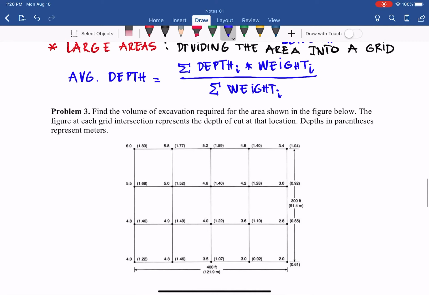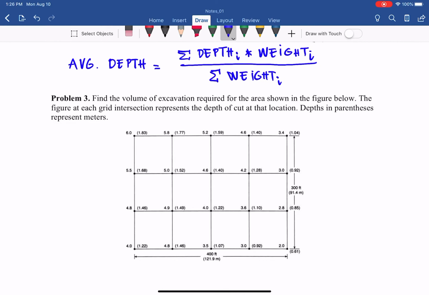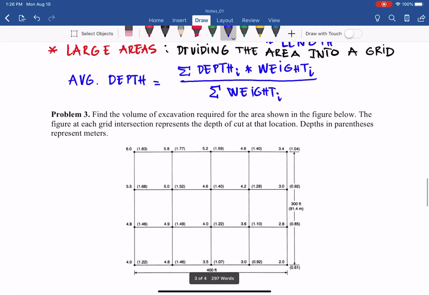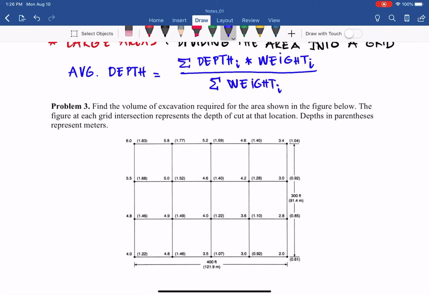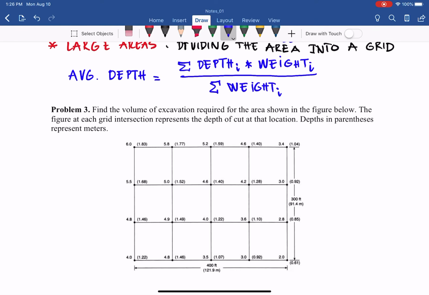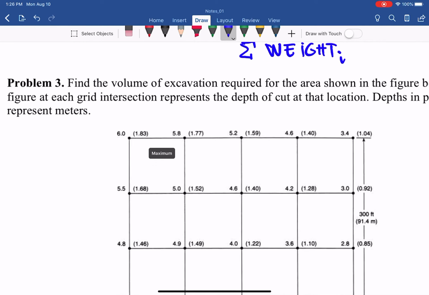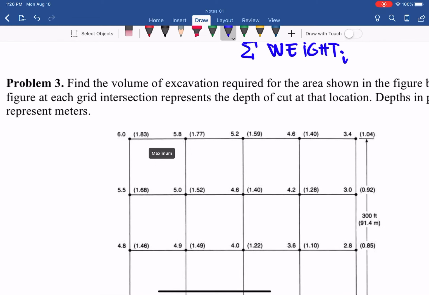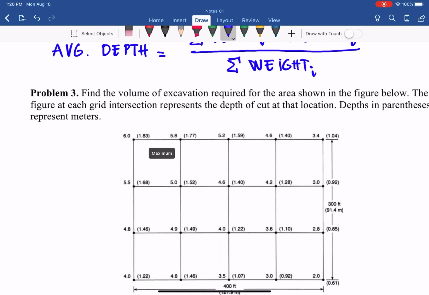So with that, let's apply it in problem 3 here. This is a big area, a large area, and we want to find out the volume of the excavation. Basically this is the plan view of the excavation pit required for this area with the figures shown, and the figure at each grid intersection represents the depth. So the 6, for example, is 6 feet, and in parentheses that is converted into meters if we deal with the SI unit. So let's talk about feet here.